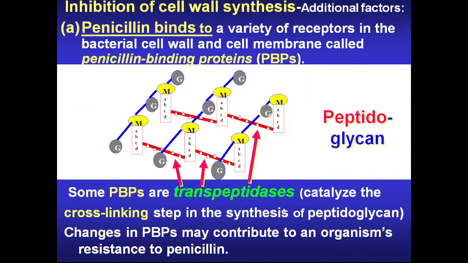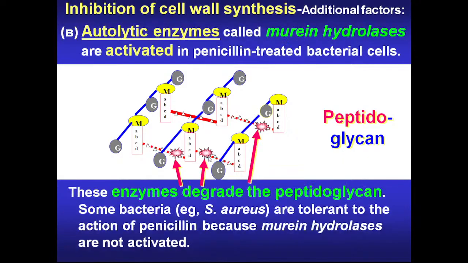Here you can see the particular targets in the peptidoglycan for the penicillins. Because penicillin binds to a variety of the receptors in the bacterial cell wall and cell membranes called penicillin binding proteins. Some of the penicillin binding proteins are so-called transpeptidases that catalyze this linkage. So changes in penicillin binding proteins may contribute to an organism's resistance to penicillin. So if it won't bind with it, it will be difficult to affect.